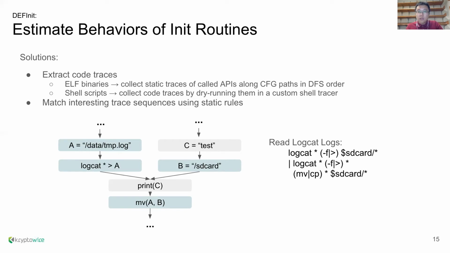Then we would match the interesting trace sequences using static rules. For this example, it will match the rule of reading logcat logs. It tells us this program is highly likely to move system logs to the SD card, which can be further read by a third-party app.